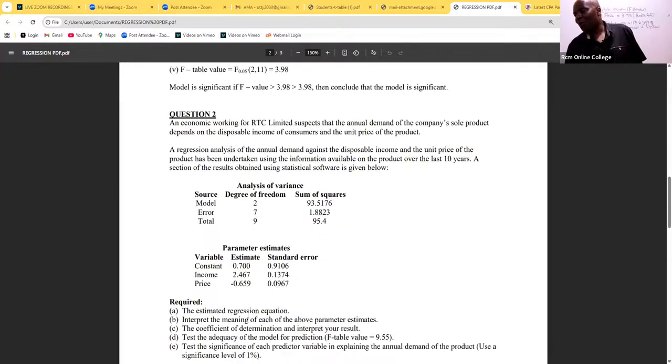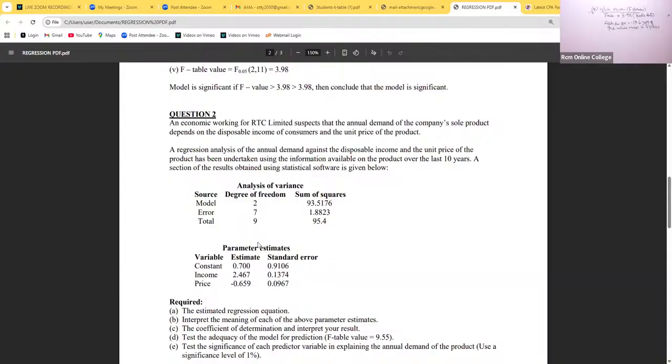So allow us to look at question number 2 before you go to your past paper. We are doing it together, and we mark here live. An economist working for RTC Limited suspects that the annual demand of the company's sole product depends on the disposable income of consumers and the unit price of the product. A regression analysis of the annual demand against the disposable income and the unit price has been undertaken using information on the product over the last 10 years. A section of the results obtained using statistical software is given below.